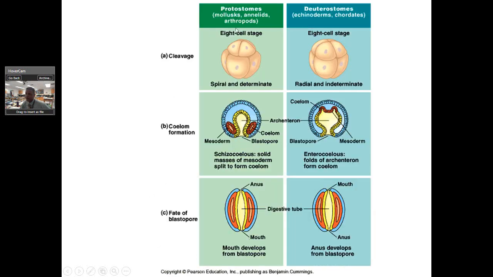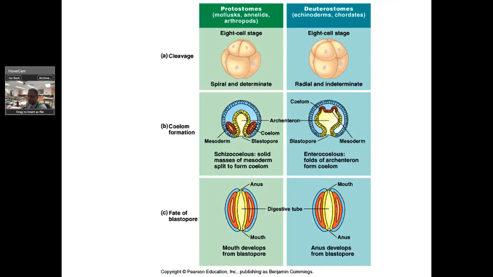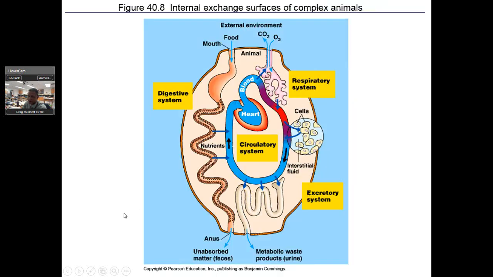So protostome, deuterostome. This is just talking about that opening, and then adding in how the coelomate and all that stuff develop. Well, protostomes are going to be mollusks, annelids, that's segmented roundworms, and arthropods. Deuterostomes are going to be starfish, like an echinoderm or sea star, and chordates, that's vertebrates.